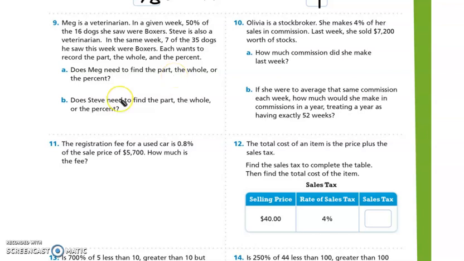Well, I can see that Meg already has her percent, and this is the percent of the total. So she's missing the part. And we could find that part if we wanted to, because we know 50%, it's 50 out of 100, of the total is 16. And just what we've been doing before, multiplying each side by 16.